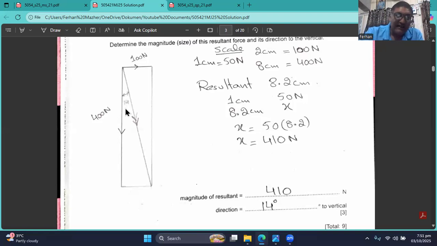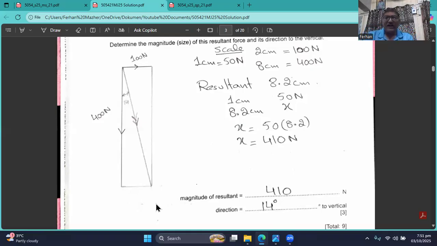This is the vertical. With the help of the protractor, I will measure this angle. And when I measured it, it is 14 degrees. So the direction is 14 degrees to the vertical. So this is how you can add two vectors with the help of the parallelogram law.